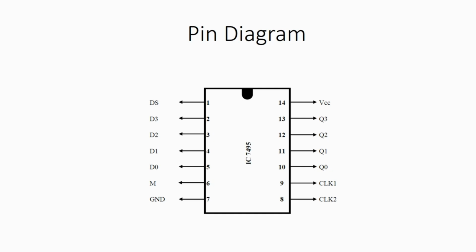For the mode selection, we have the input terminal M. If M is equal to 0, serial mode will be chosen. If M is equal to 1, then parallel mode will be chosen. Provision for 2 clock pulses is also provided, clock 1 and clock 2. One clock is for serial mode of operation and another clock is for parallel mode of operation.